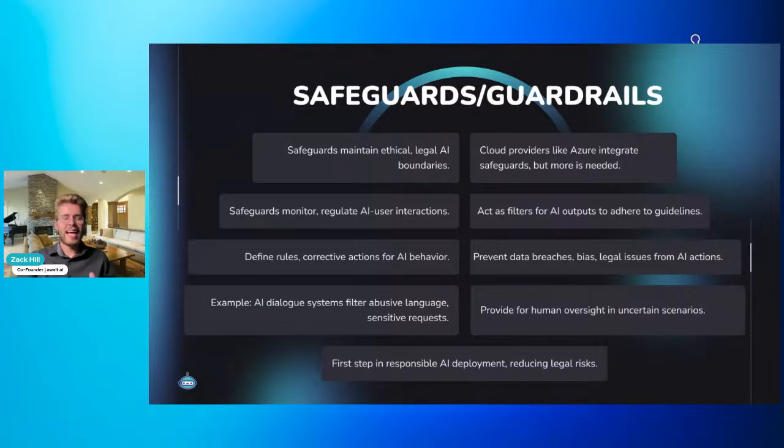So essentially, they act as a filter, ensuring that every output from the AI aligns with set guidelines, whether it's maintaining privacy, preventing biased responses, or ensuring the security of the data process. Implementing safeguards involves defining clear rules and corrective actions that the AI must follow. So this might include setting boundaries around the types of data the AI can access, the kind of language it can use, and the decisions it's authorized to make. So by doing so, organizations can prevent a myriad of potential issues, such as unintentional data breaches, propagation of bias, or legal violations due to inappropriate AI behavior.